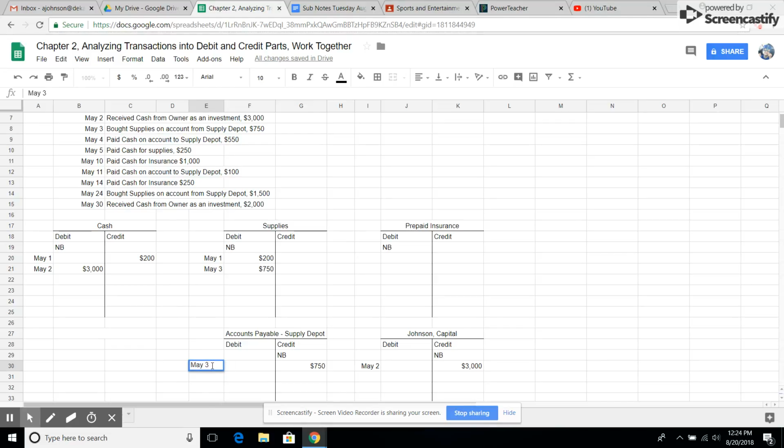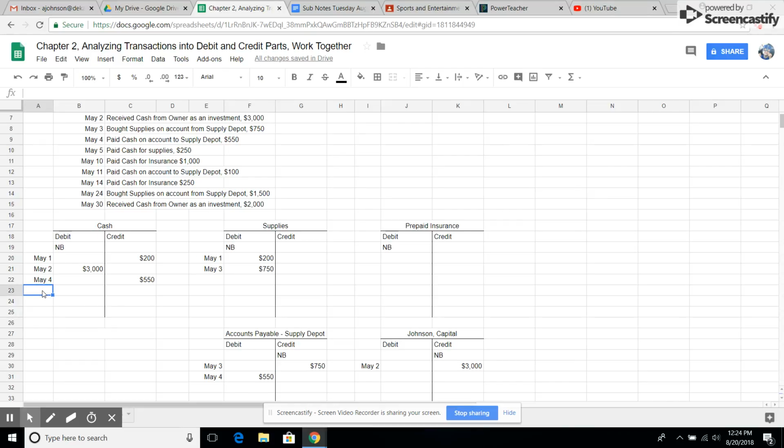Okay, May 4th. We paid cash on account to Supply Depot. So we're making a payment to Supply Depot. We are paying them some money, which means our cash account is going to go down. So we want to put it not on the normal balance side. We want to put it on the credit side, $550. And then down here to accounts payable, Supply Depot, we want to put that on the debit side because we're also decreasing that balance of what we owe them. So we have $550 as a credit for cash and $550 as a debit for accounts payable, Supply Depot.